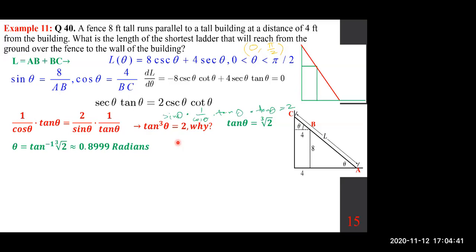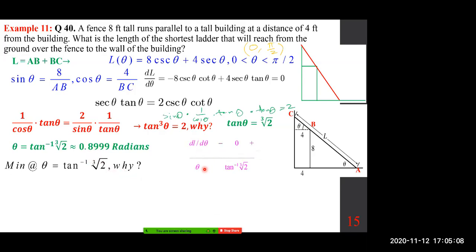Now, we can do the first or the second derivative test. I hope you see that the first derivative is difficult enough, so we don't want to go with the second derivative. So we do the first derivative test as follows. The minimum is happening at tan inverse of cube root of 2, which, again, we found to be 0.9 radians. Why is that? If you do the first derivative test, dL d theta, when theta is tan inverse of cube root of 2, which means 0.9 radians roughly, becomes 0, okay?